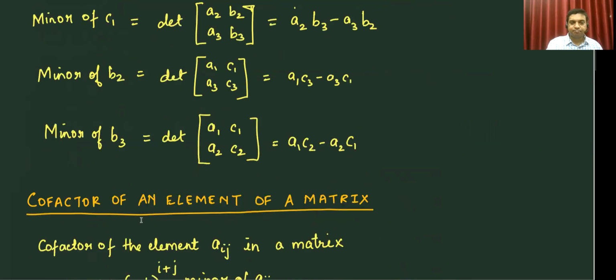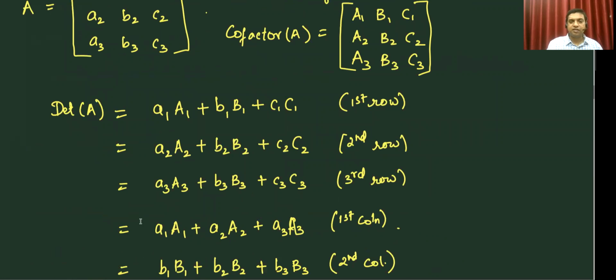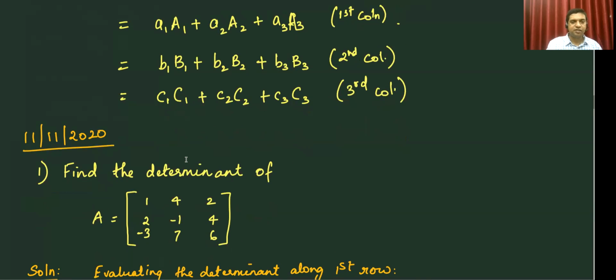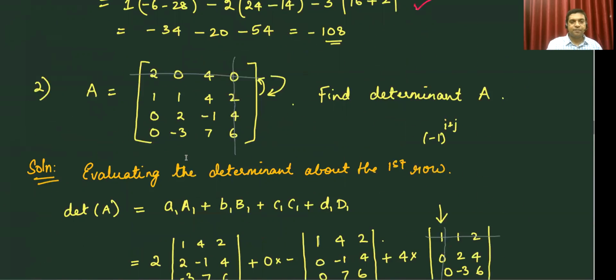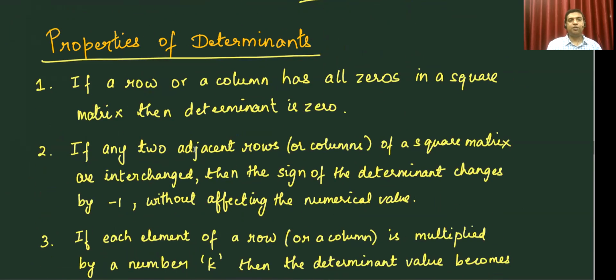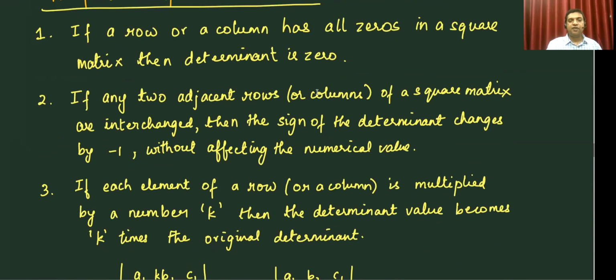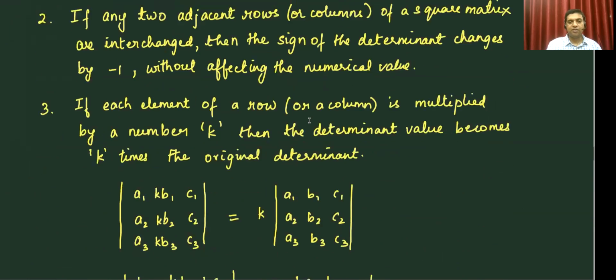So we learned in the last class how to evaluate a determinant, and how to evaluate a determinant about any row or any column. And then we discussed the following properties. If a row or a column has all zeros, then the determinant is 0. If any two adjacent rows or columns are interchanged, then the sign of the determinant changes by -1.